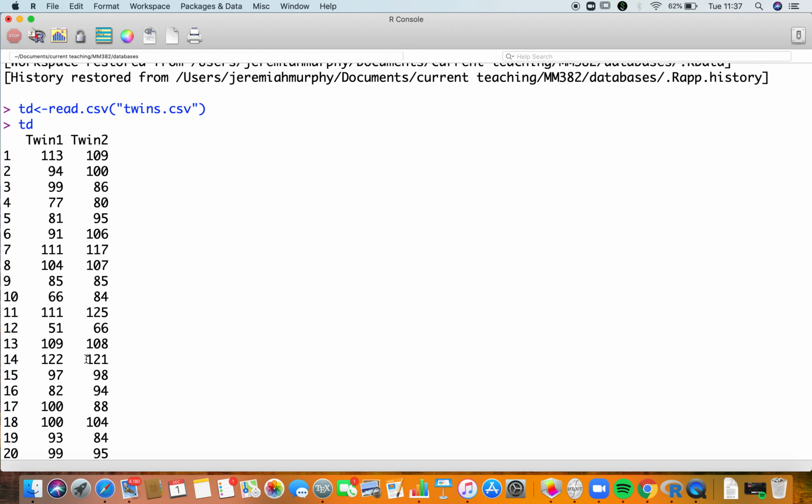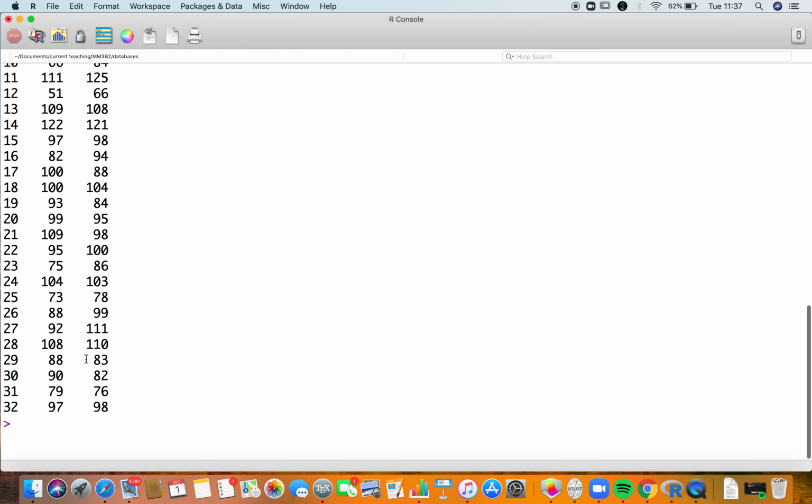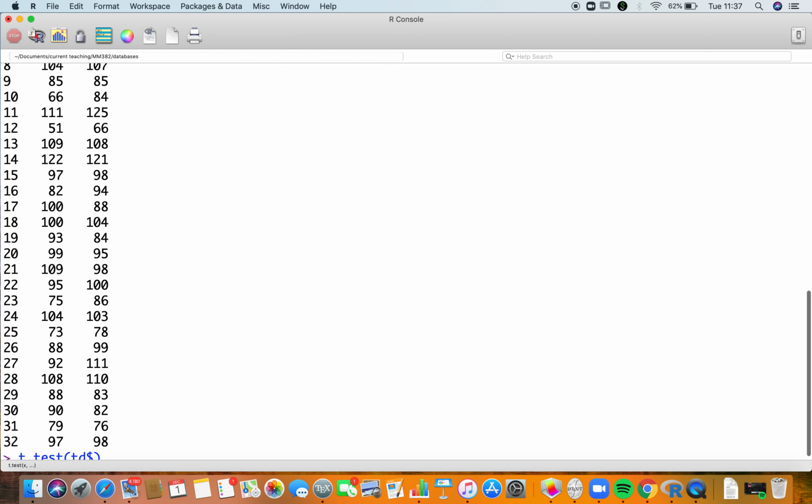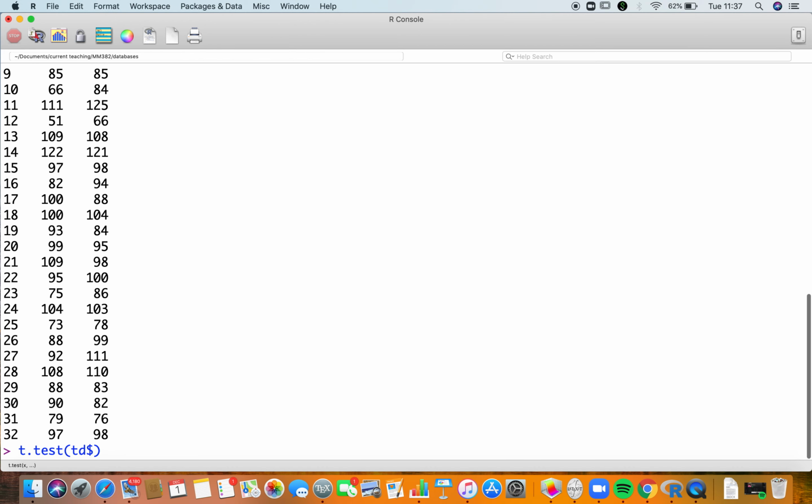Now, the way you do it, we've got two samples here. We want to see if there's a difference in the mean response between the two samples. You do exactly the same in R. It's exactly the same test. I'm calling this TD. So we're going to use TD dollar sign, the name of it is twin1, the first column.